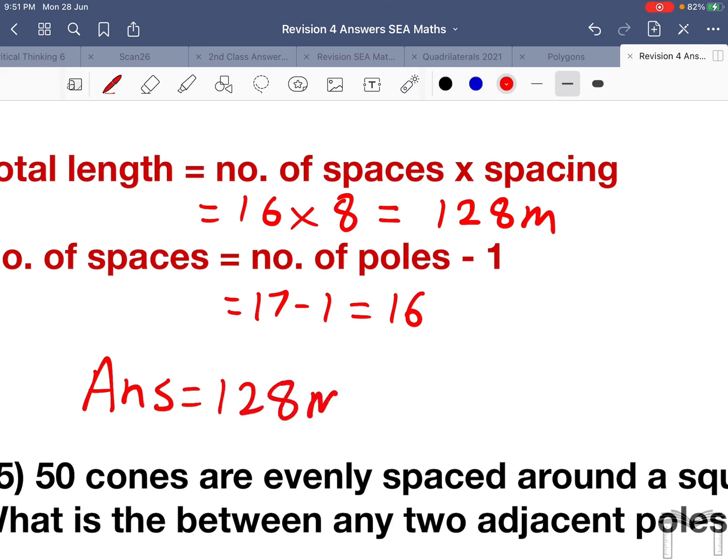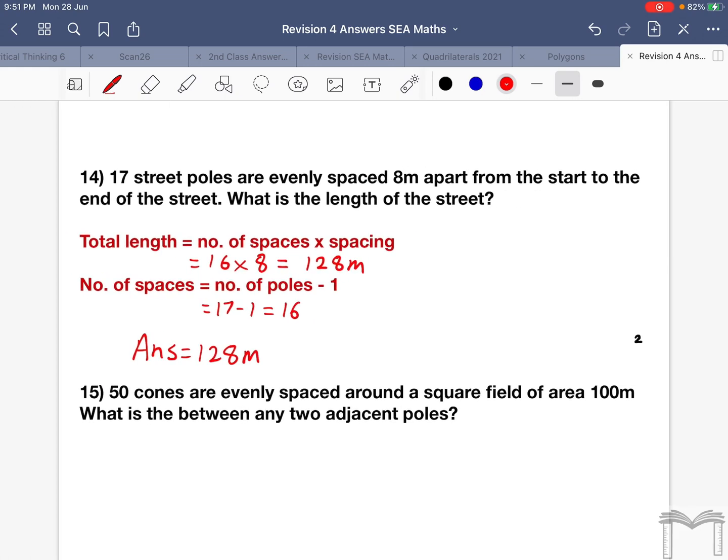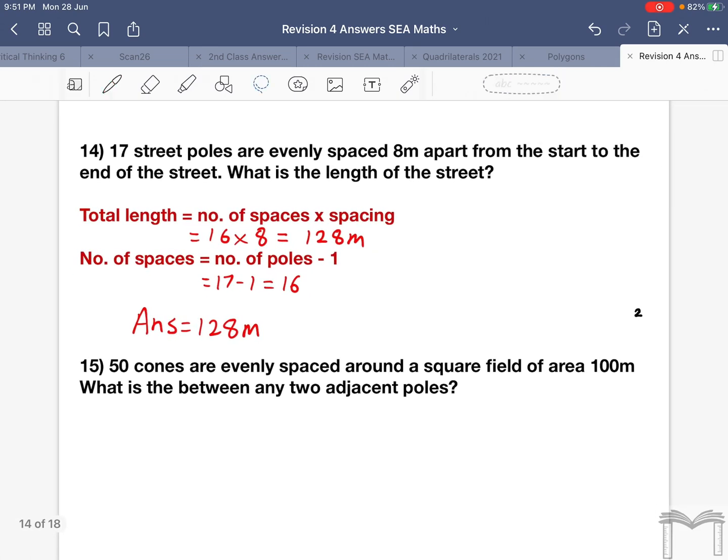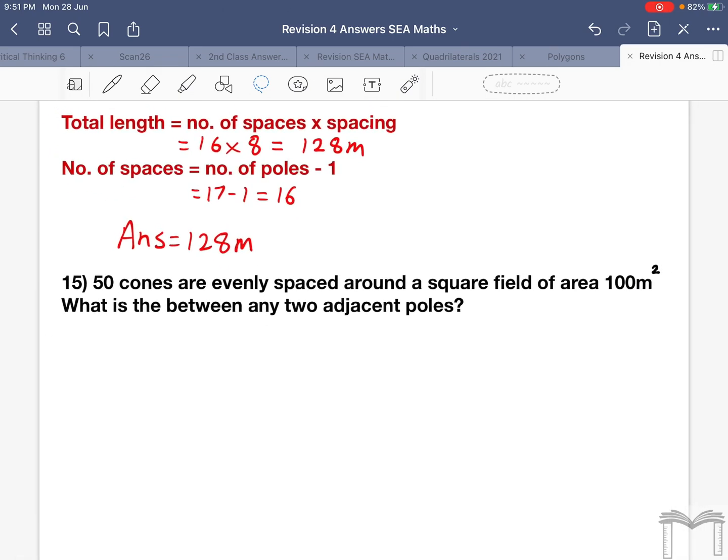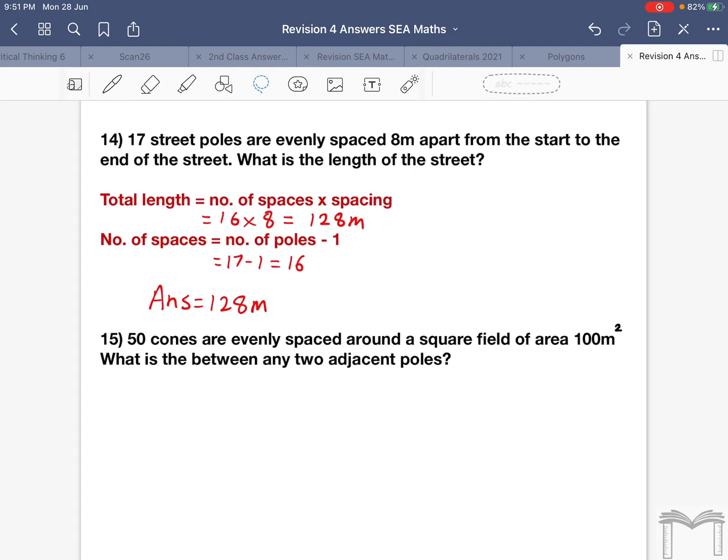Now for objects in a perimeter, it's a little bit different. So here we have a question in which we are dealing with a perimeter. Number 15. 50 cones are evenly spaced around a square field of area 100 meters squared. What should be the distance between any two adjacent poles?